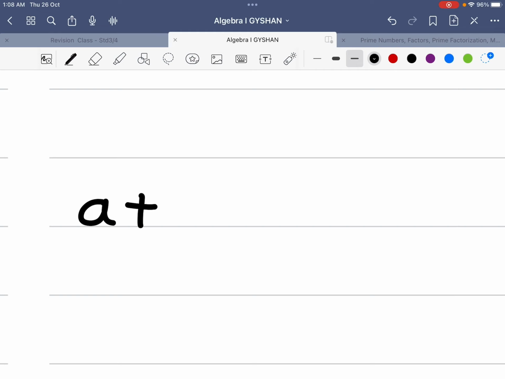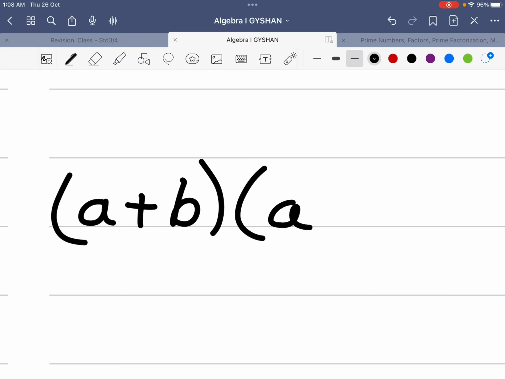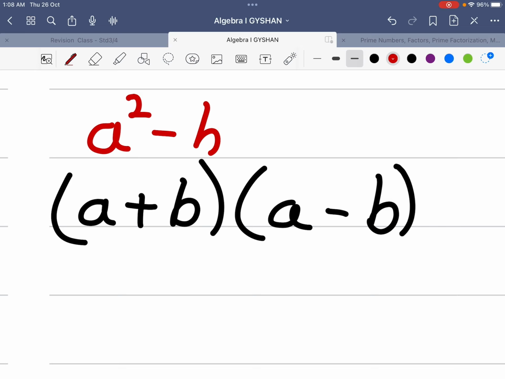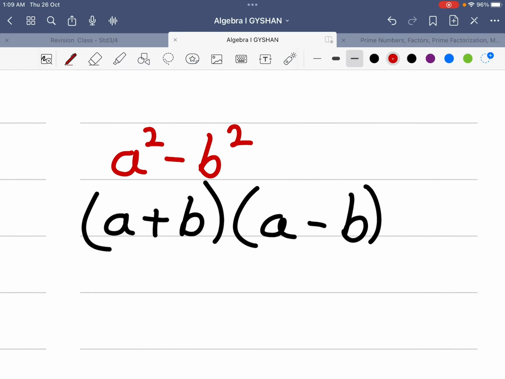A plus B multiplied by A minus B. So let's expand these brackets and see if we get what they showed us before, which is A squared minus B squared. As we know from expanding brackets, we multiply the first term by the first term, and then the first term by the second term, the second term by the first term, and then the second term by the second term.